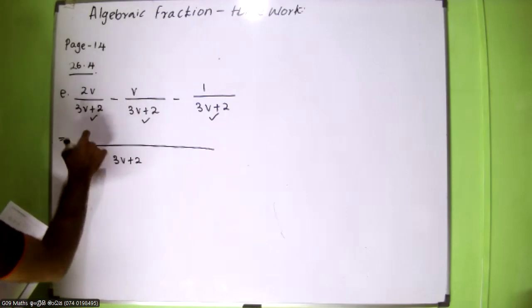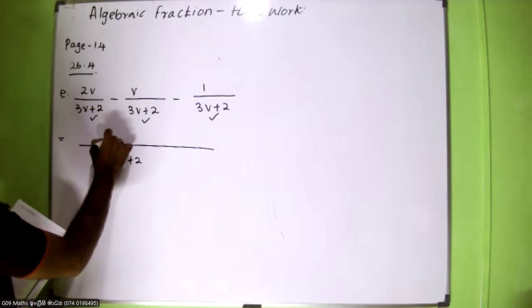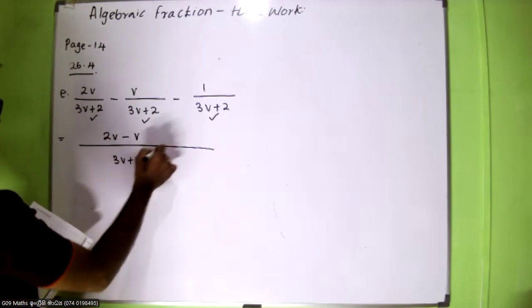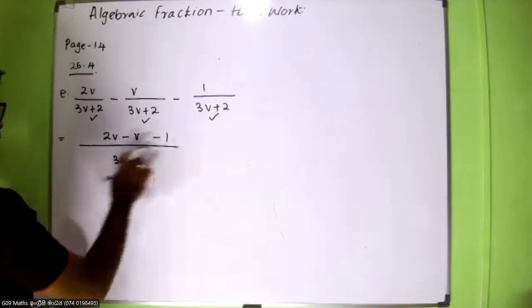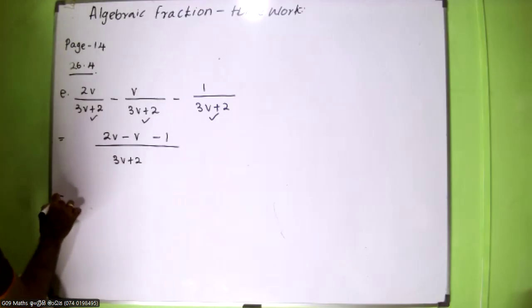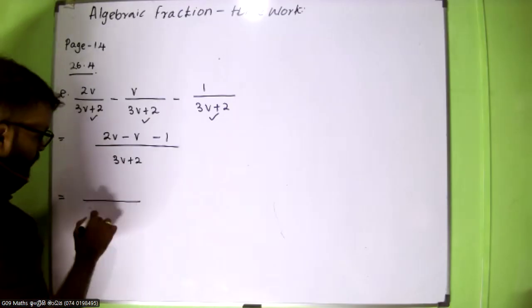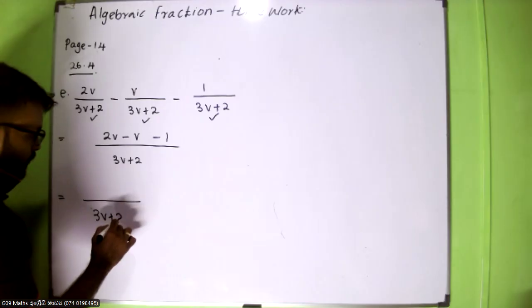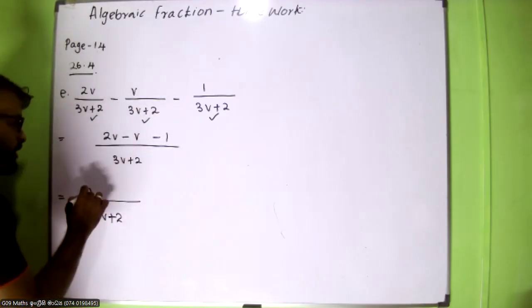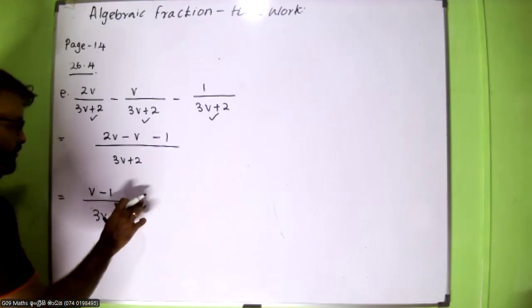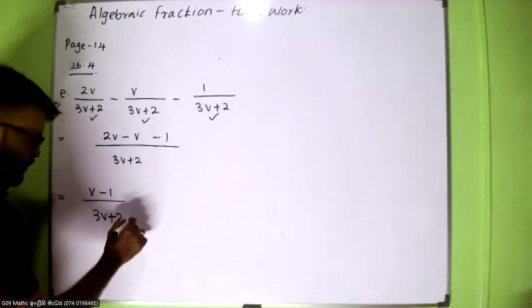So the numerator is 2v minus v. If you want, you can write it: 2v minus v minus 1, equal mark, divided by 3v plus 2. Right? 2v minus v, v minus 1. So this should be your answer.